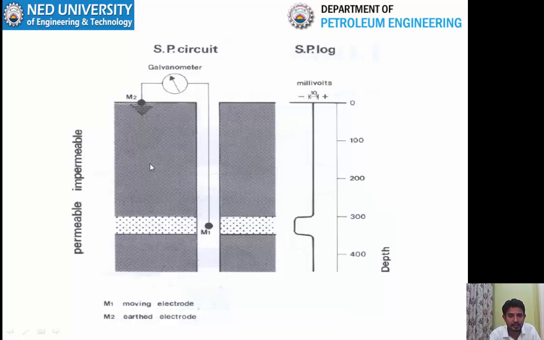Again you can see you have two electrodes. One is fixed, that is grounded, the M2, and M1 is moving in the borehole. As you can see, against the impermeable formation you do not have any deflection, which shows that the impermeable formation does not have any current, and against the permeable formation you have a deflection, which means that you have some sort of current in the permeable formation. That is why the SP tool is a useful tool to identify the permeable zone in a given borehole section.